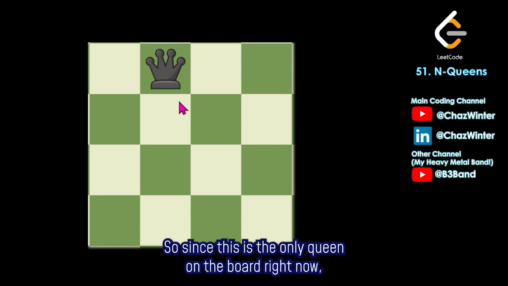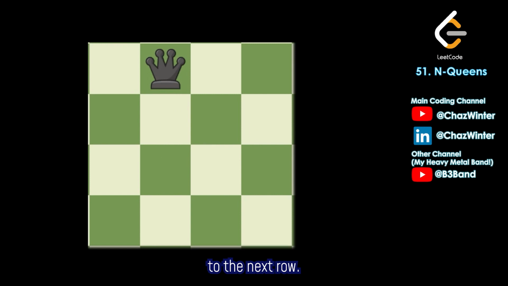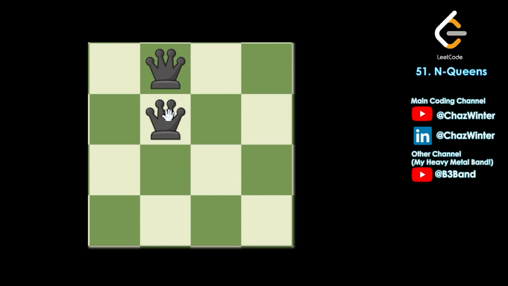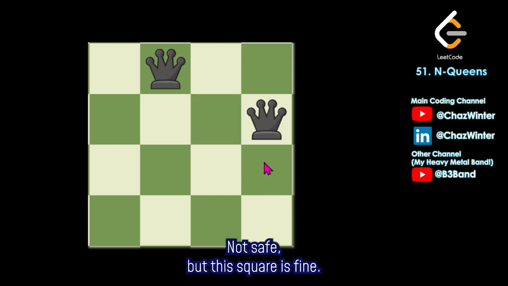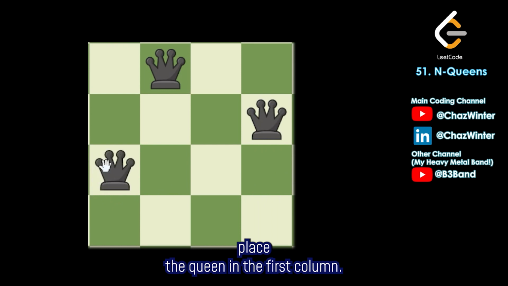Now, since this is the only queen on the board right now, it's automatically safe, so we can move on to the next row. We'll place a queen in row 2. That square is not safe, not safe, not safe, but this square is fine. So we'll move on to the next row, place a queen in the first column, and actually the first column is safe. So we can move on to row 4.